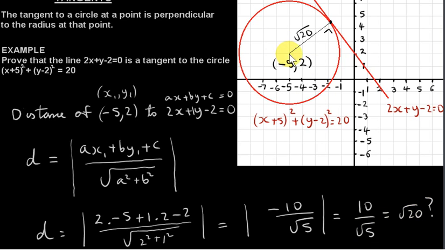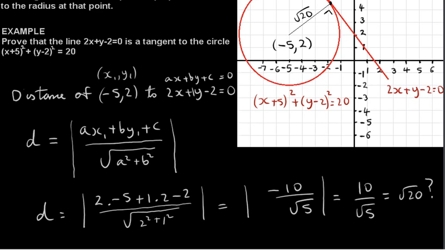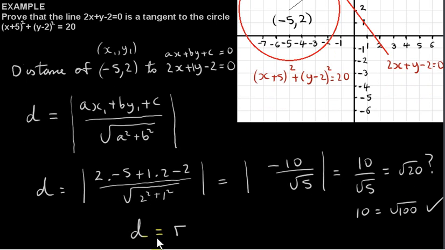If the perpendicular distance of the point to the line is equal to the radius, then the line must be a tangent to the circle, because only the tangent is perpendicular to the radius at the point of contact. Well, to see if this is equal to this, we can just cross multiply. That's the easiest, quickest way to do this. Well, root 5 by root 20 is root 100. So we get 10 equals root 100. Is this true? Of course. So d is equal to the radius, and we can conclude from that the line 2x + y - 2 = 0 is a tangent to this circle.